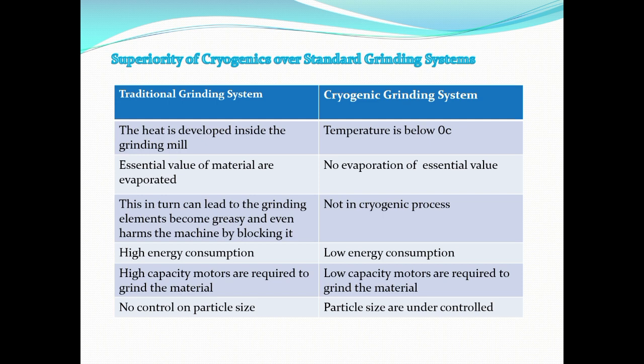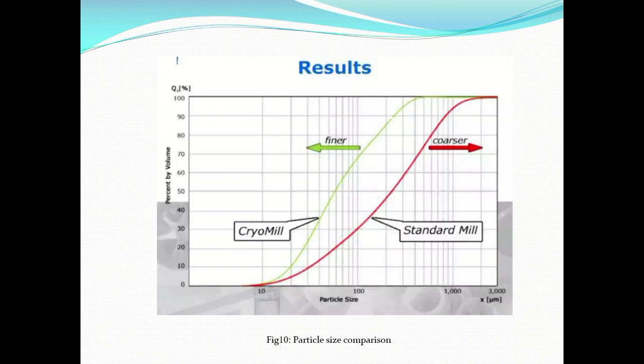Not in the cryogenic process. High energy consumption, low energy consumption. High capacity motors are required to grind the material. Low capacity motors are required to grind the material. No control on particle size. Particle sizes are under control. This is the graph showing the particle size comparison between the cryo mill and the standard mill.